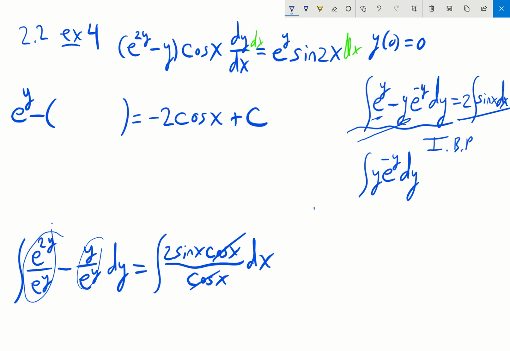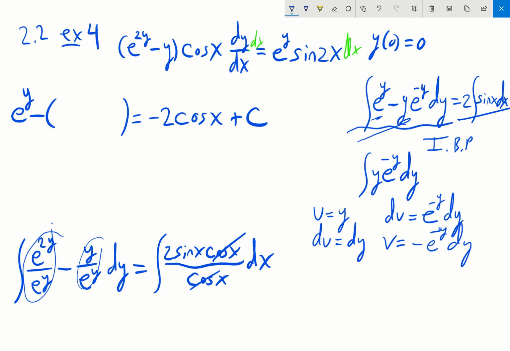In integration by parts, you let u be the polynomial part, so we're going to let u be equal to y, in which case our du will be 1 dy, and then the dv is going to be equal to the exponential part, e to the negative y dy. You would integrate that to get v using a u sub. We would get negative e to the negative y.